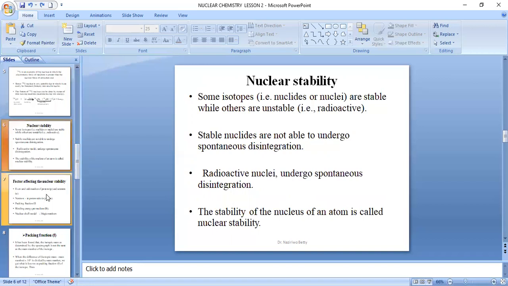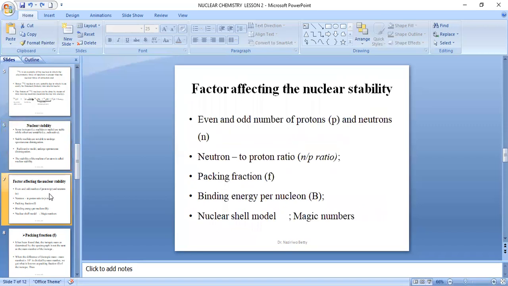Now let us look at the factors that affect the nuclear stability. There are mainly 5 factors. The first one is even and odd number of protons and neutrons. The next is the neutron to proton ratio. The third one is packing fraction, abbreviated as F. The fourth is binding energy per nucleon. And the last one is the nuclear shell model, or you can call it the magic number.